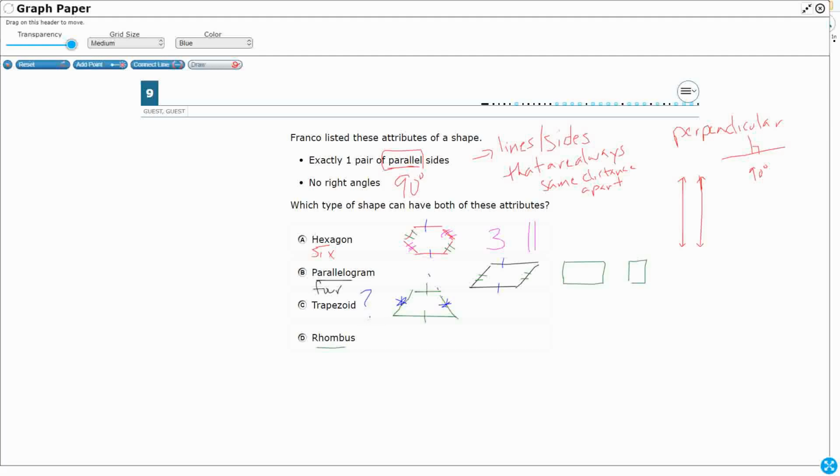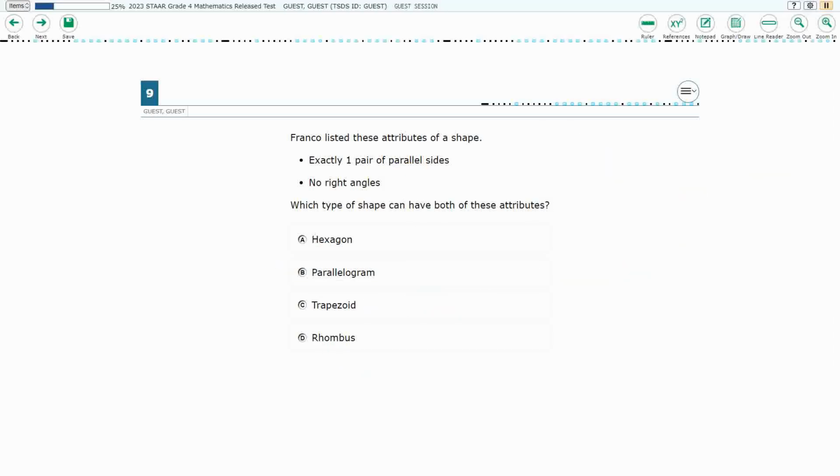Let's check our rhombus. Well, a rhombus, sometimes we'll just call it a diamond. It's a parallelogram that has four sides that are equal. So try to make them all equal. A square is a type of rhombus. But you see we've got these parallel sides here, and it's also a parallelogram. So that rhombus isn't going to work. So our answer is going to be C, trapezoid.